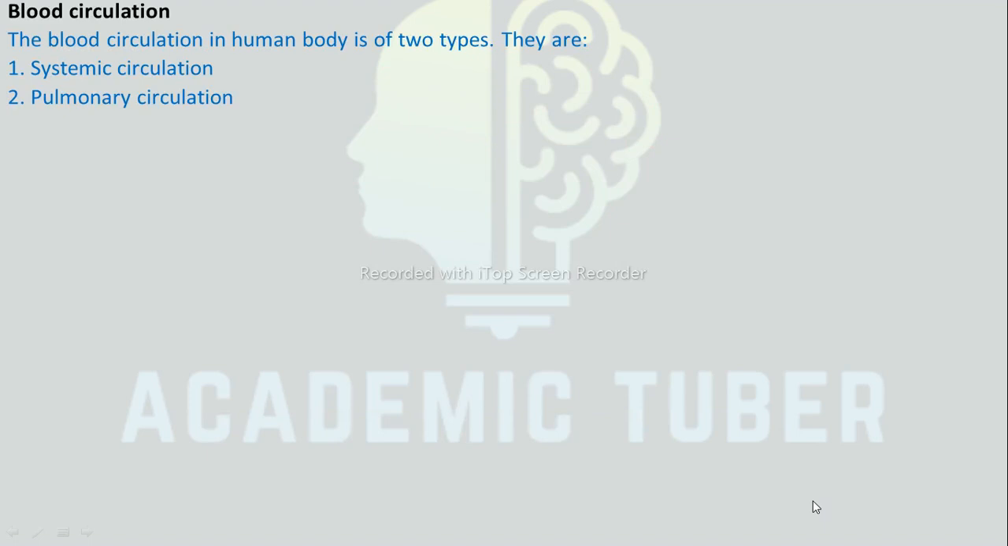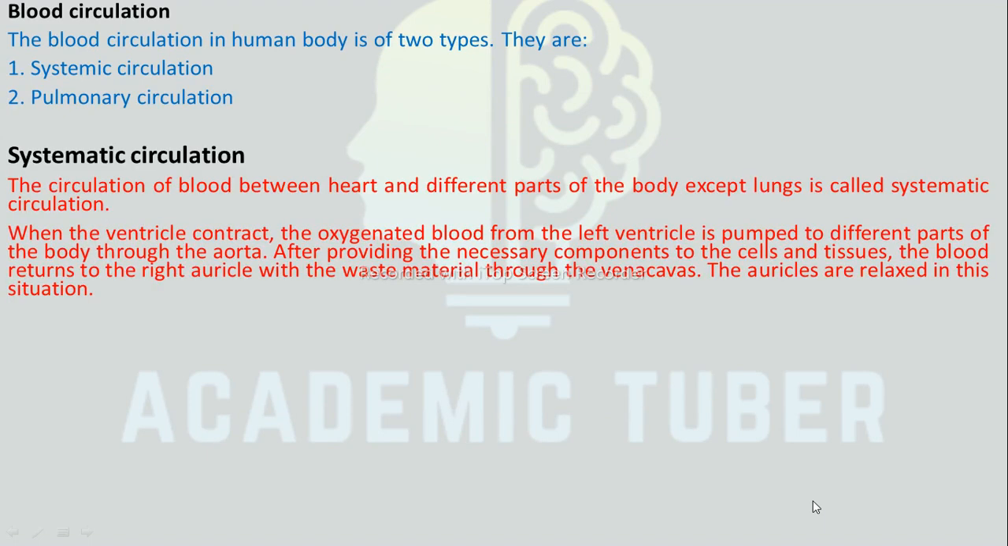Blood circulation. The blood circulation in the human body is of two types. They are systemic circulation and pulmonary circulation. Systemic circulation. The circulation of blood between the heart and different parts of the body except the lungs is called systemic circulation.